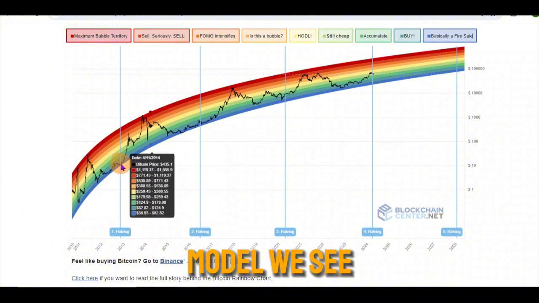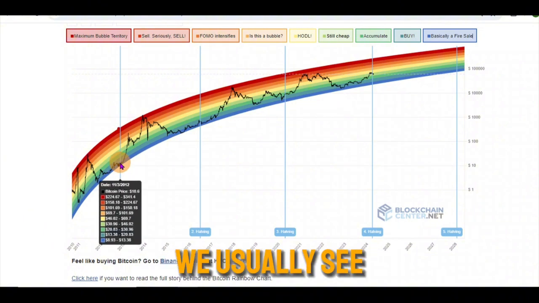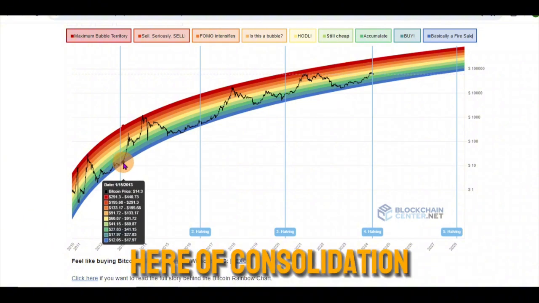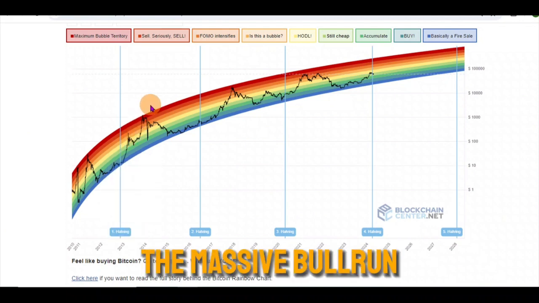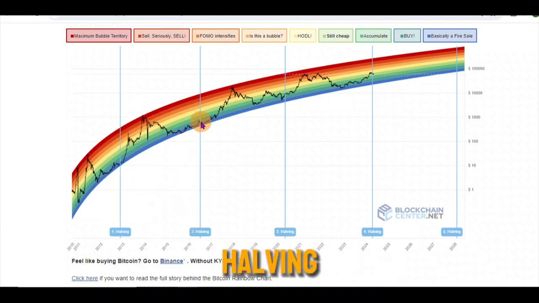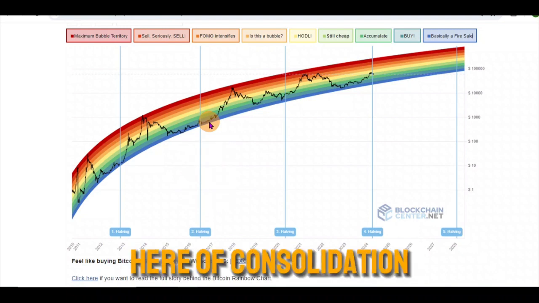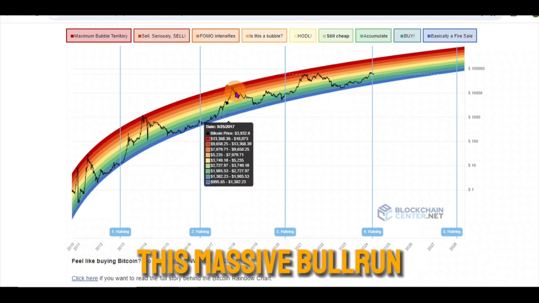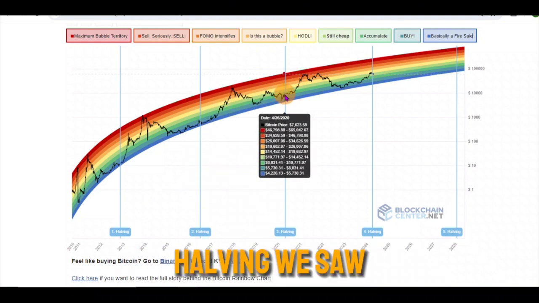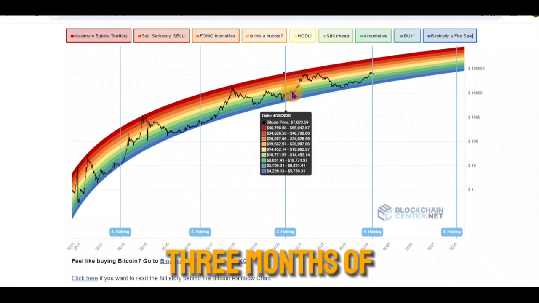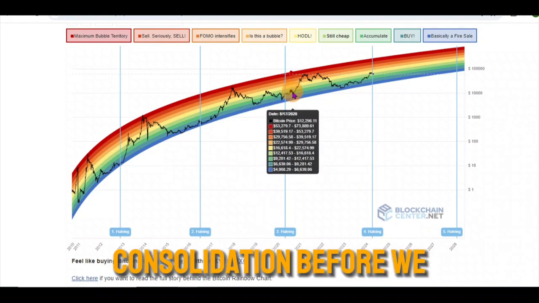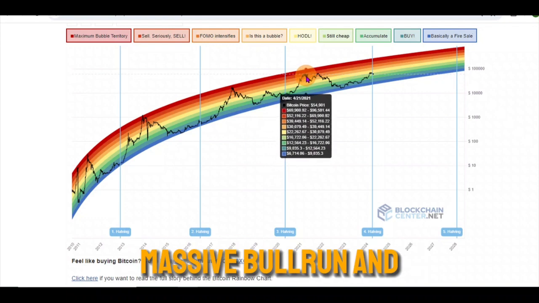And we said based on the model, after the halving we usually see 1 month of consolidation before we saw the massive bull run. In the second halving, we saw about 2 months of consolidation before this massive bull run. In the third halving, we saw at least a minimum of 3 months of consolidation before this massive bull run.